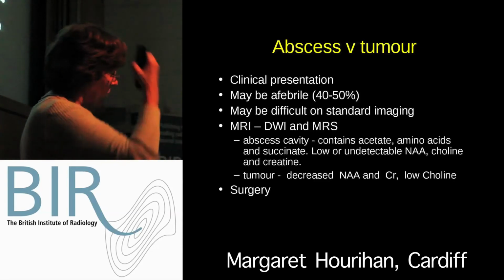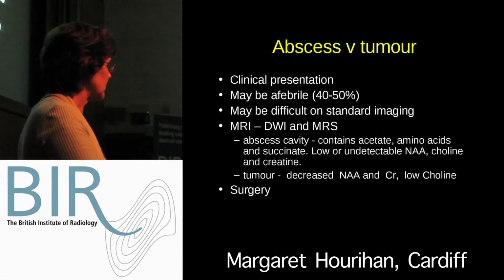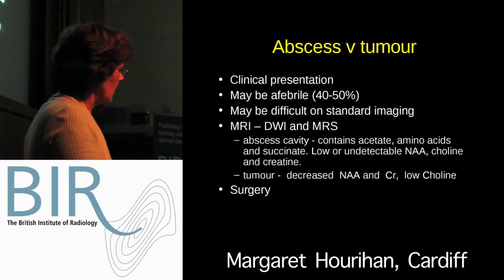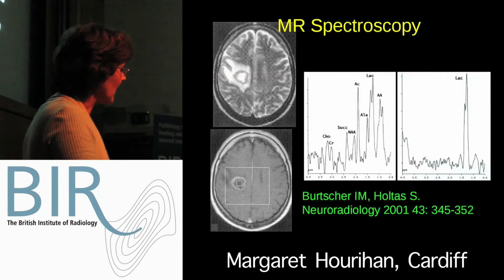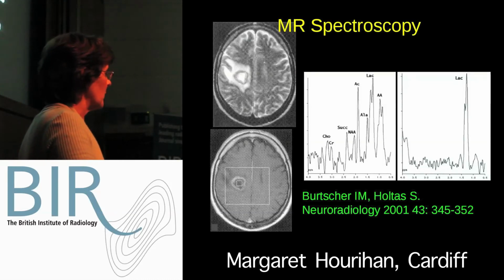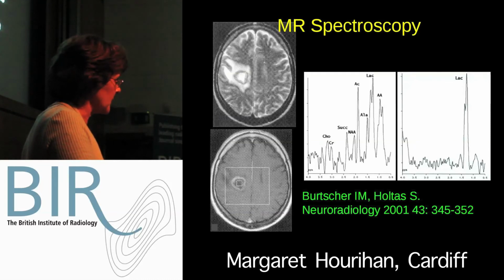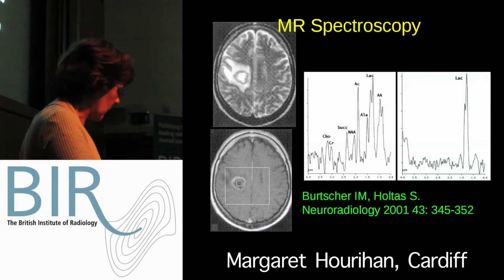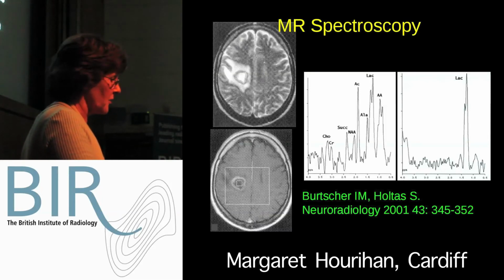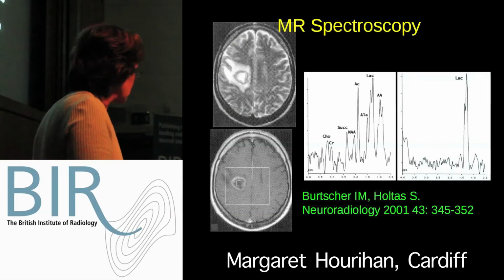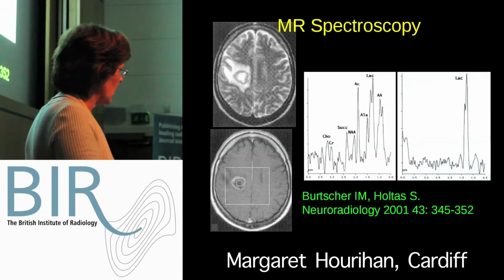So on clinical presentation it can be difficult to differentiate them, and also on standard imaging it can be difficult. The MRI has been helpful. The advocates of MR spectroscopy will say that they can diagnose and differentiate abscesses from tumours. You can in the vast majority of cases, but not always. And surgery is obviously the best at differentiating them.